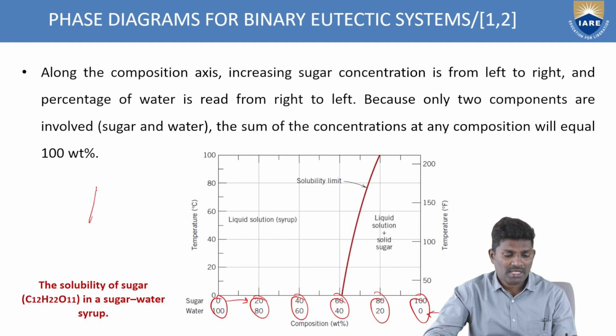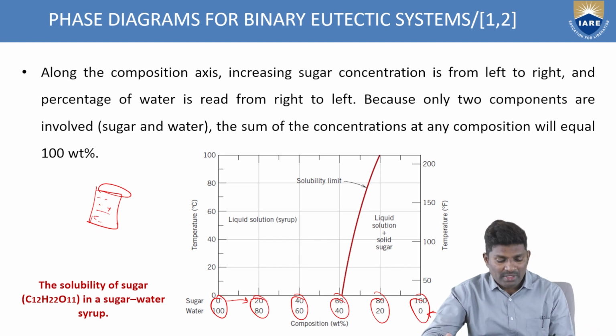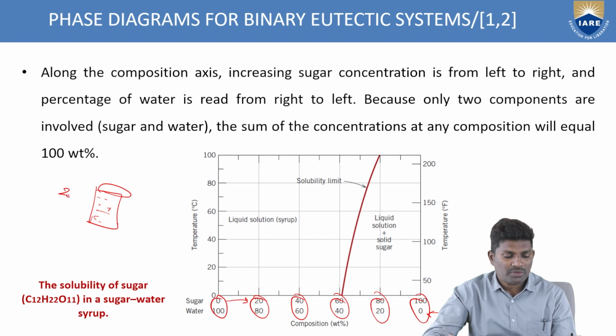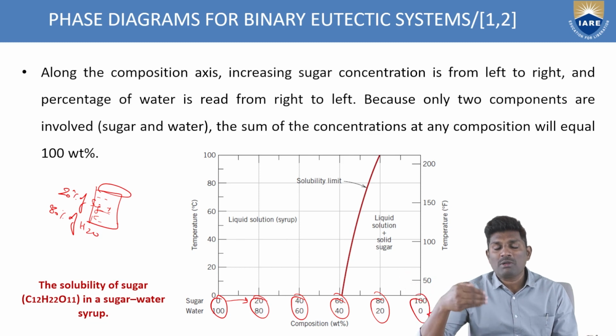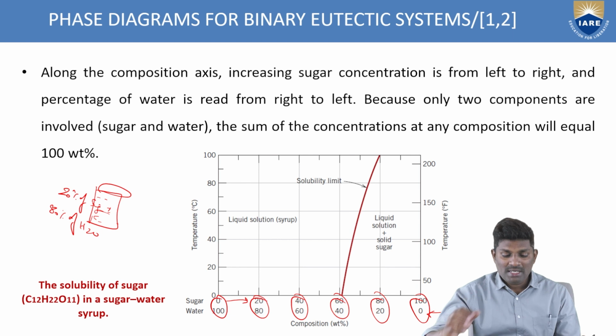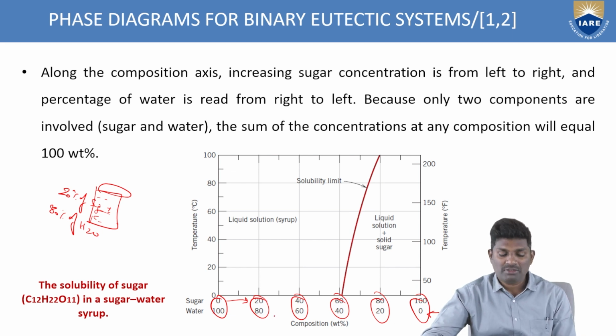As we discussed initially, we're just adding sugar in 100% of water, 0% of sugar. Slowly you're increasing the percentage to 20% of sugar in the water. So what is the remaining? 80% will be your remaining water. Like that, if you still increase to 40% of sugar, the remaining percentage of water will be 60. So always the total concentration of the sugar as well as the water should be 100%. That's why, along the x-axis composition weight percentage, you will have 100 weight percentage. You have to remember this very carefully.